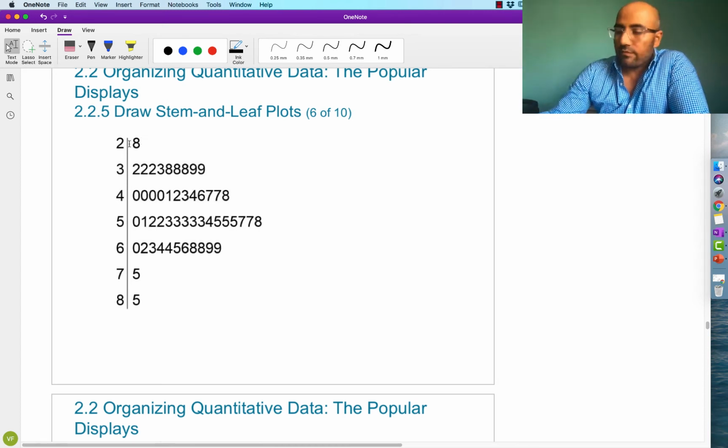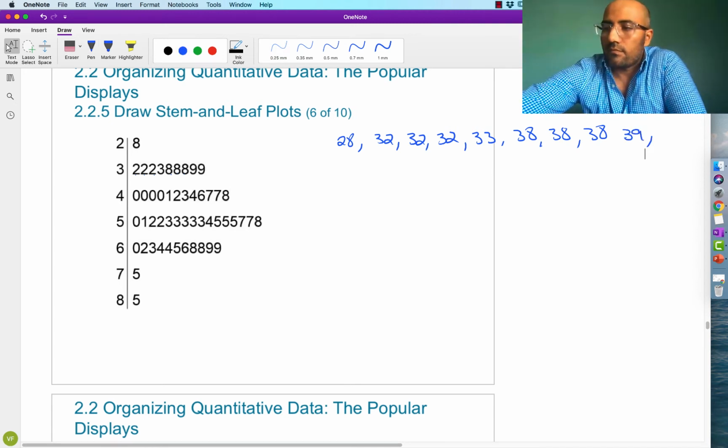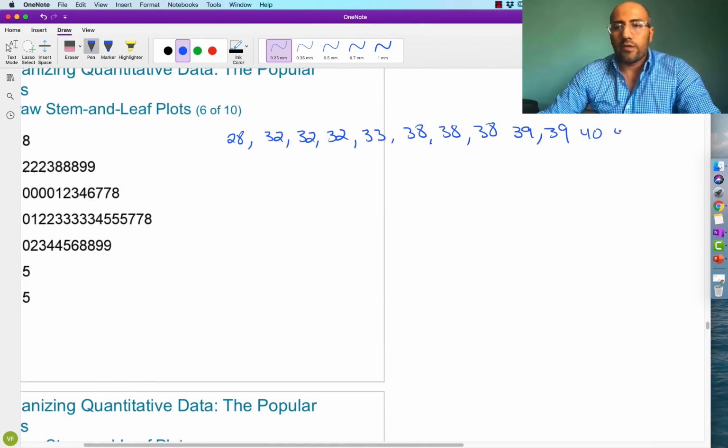So if I was going to write these from the smallest to the largest, now I can see that they would translate into a 28, then a 32, and then another 32, and then another 32. 1, 2, 3 different times. And then a 33, and then a 38, and then another 38, and then another 38. 1, 2, 3 different 38s. Then 2 different 39s, a 39 followed by another 39. And then a couple of 40s. 1, 2, 3, 4 40s. So 40, 40, 40, and 40.